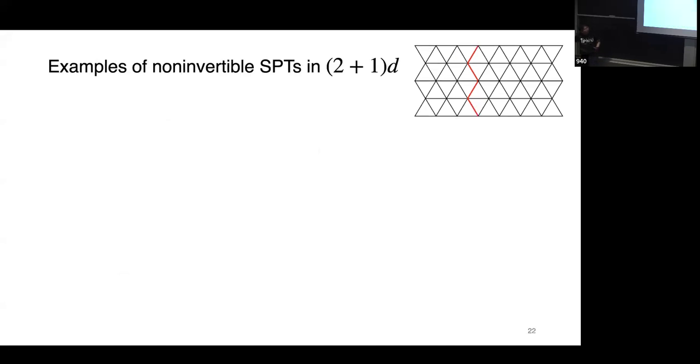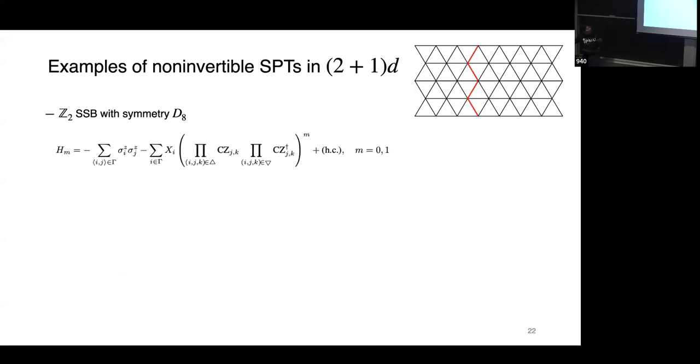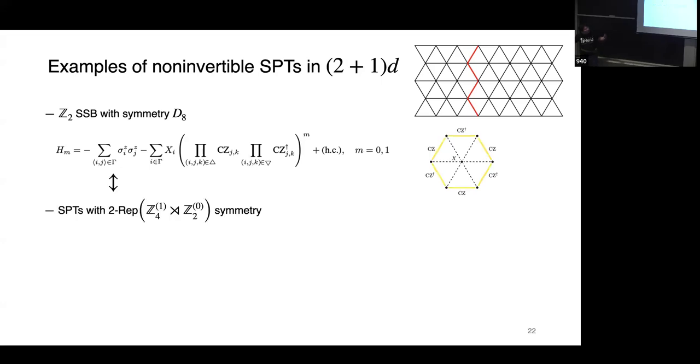And in our paper, we also show some examples of non-invertible SPTs in 2+1D. So the idea is similar. We first construct some Z2 SSB models with symmetry D8. Here, the first term tells you that it is a Z2 SSB, and the second term tries to stack some Z4 SPTs to these SSB models. So M equals 0 and 1 correspond to distinct Z4 SPTs. And by doing a gauging transformation, we will map these two models to different SPTs with the Rep symmetries.